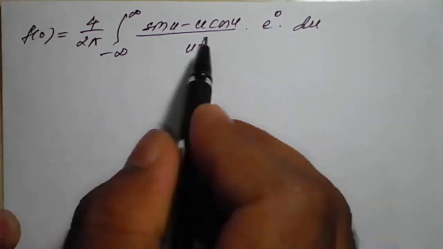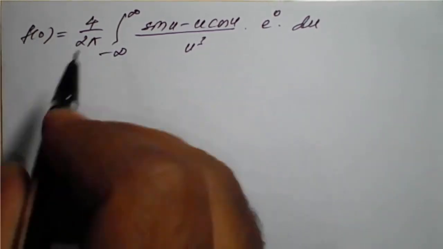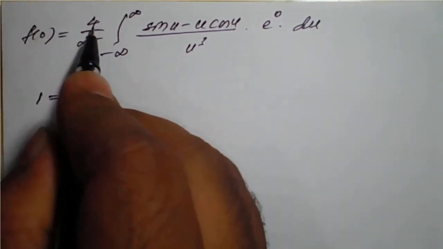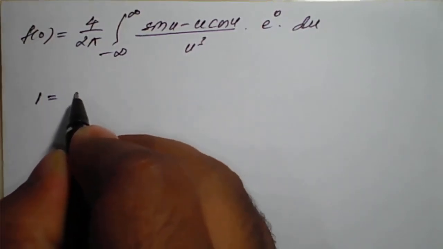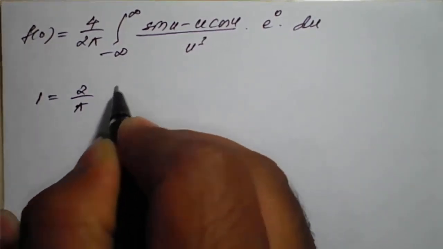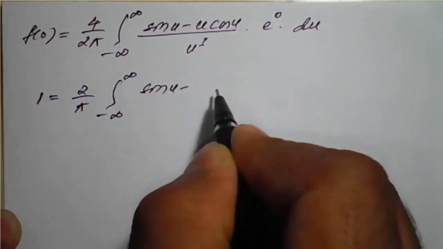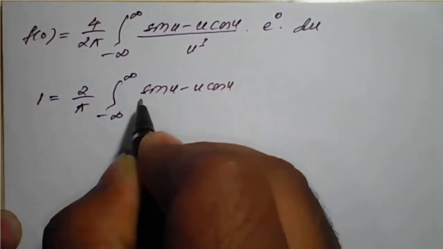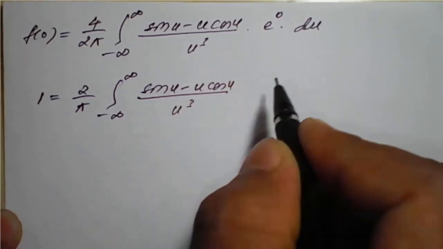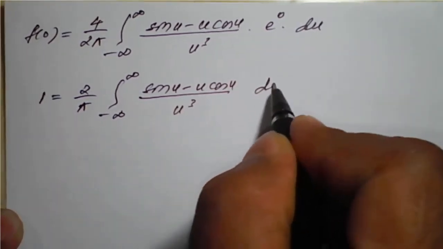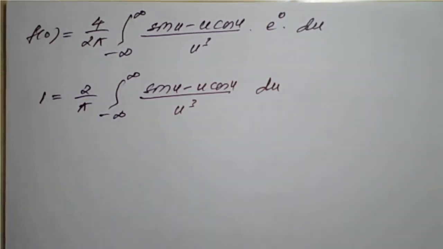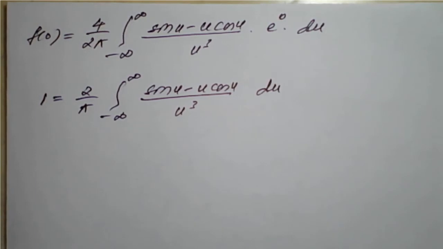So we got this, if you put x is equal to 0, f of 0 is 1 as per the calculation. 4 upon 2 pi will become 2 upon pi, integration from minus infinity to plus infinity of sin u minus u cos u divided by u cube, e raised to 0 is 1, into du. So now we got this step. Now we need to go for the rearrangement once again.